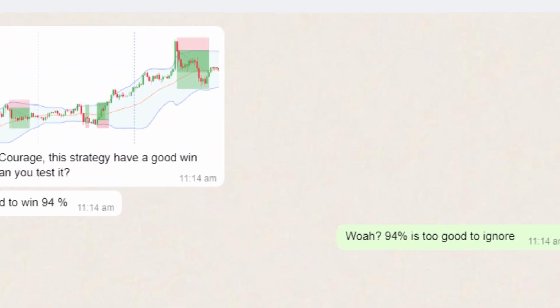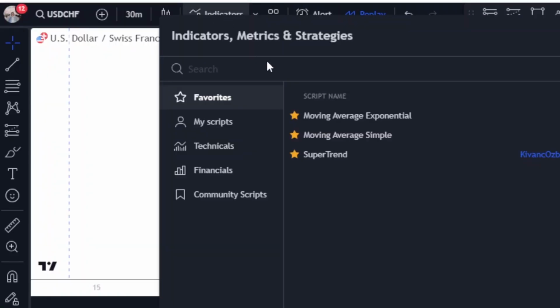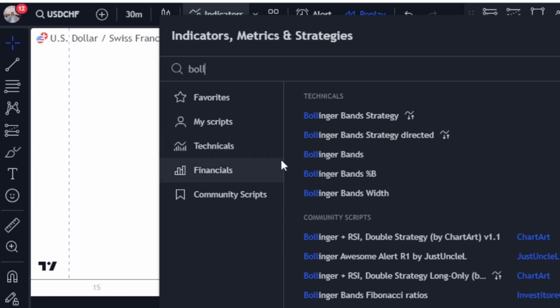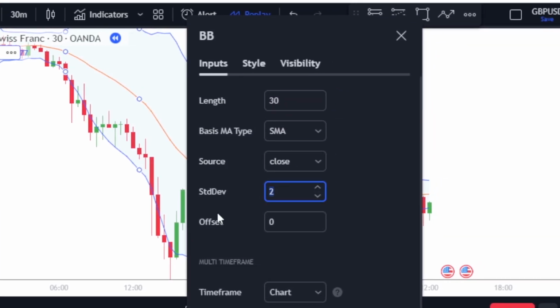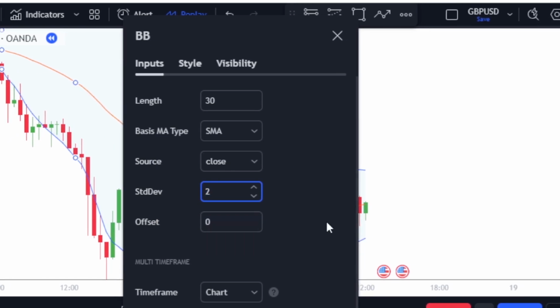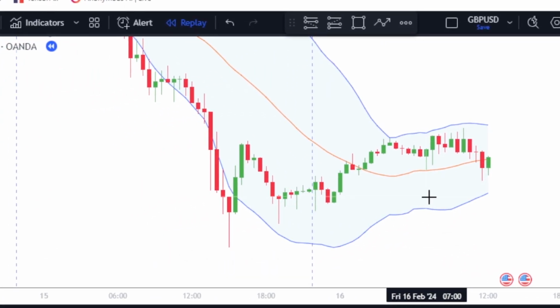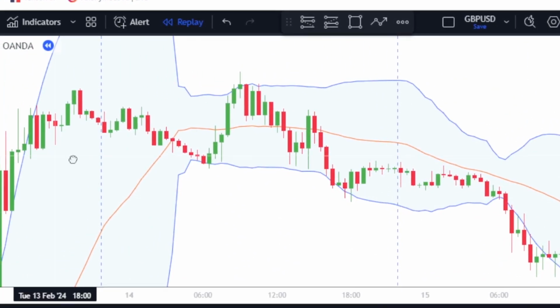So firstly, I need to understand how the strategy works. When Alex sent me the strategy on WhatsApp, he gave me a full explanation and said this strategy is very simple. All you need to do is put the Bollinger Band indicator on the chart with the following settings: set the period to 30 and the deviation to 2. This means the Bollinger Band is going to use the 30 period moving average with 2 deviations above and below that moving average. So this is simply a mean reversion strategy.